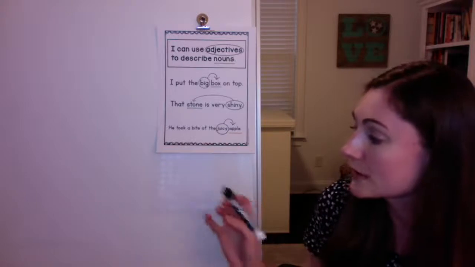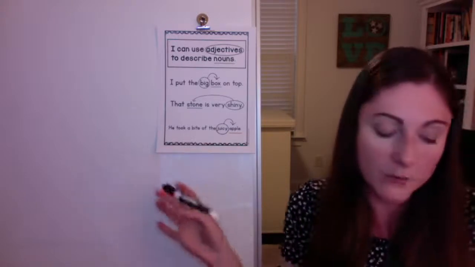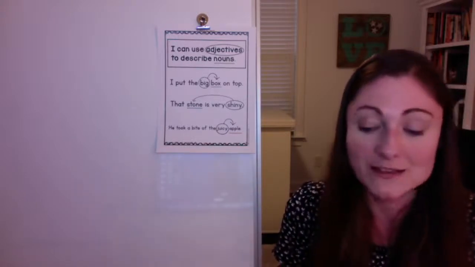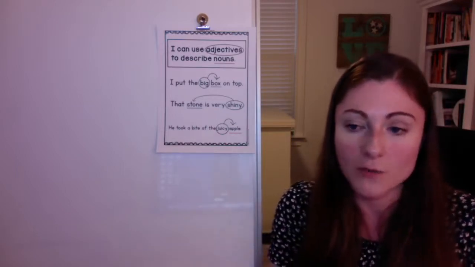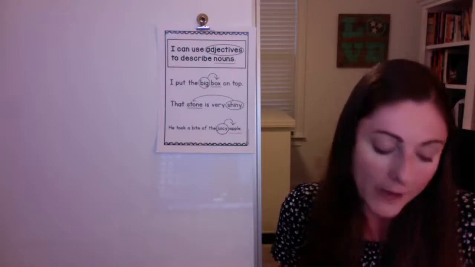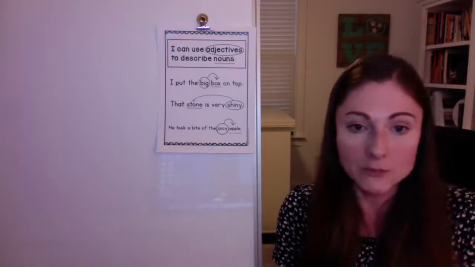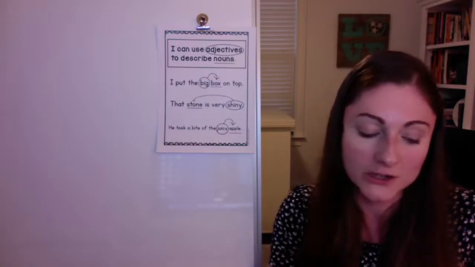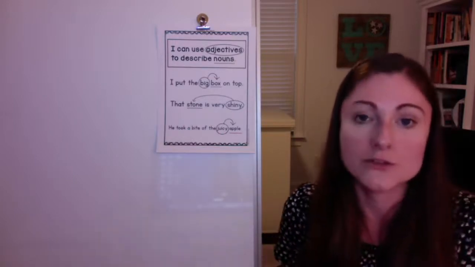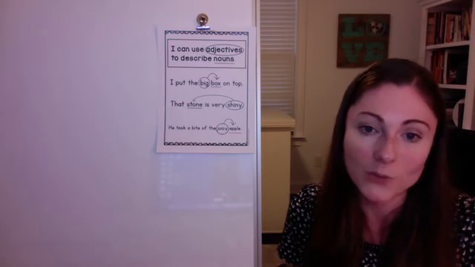So you might be doing some modeling, some shared writing, whatever kind of writing you're doing, and then you ask the kids, and it usually works best if you take a piece that's finished or almost finished, you ask them to go back and work with a partner for that support to figure out where they might add at least one adjective. So they're actually applying it to their writing, which again is the whole purpose.